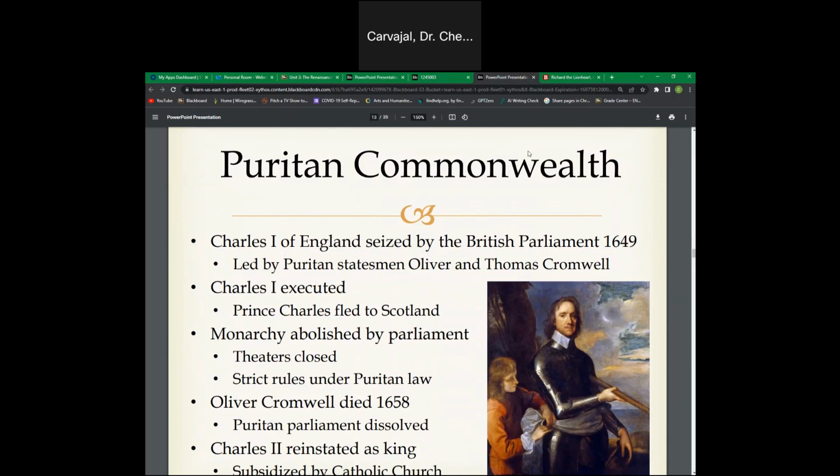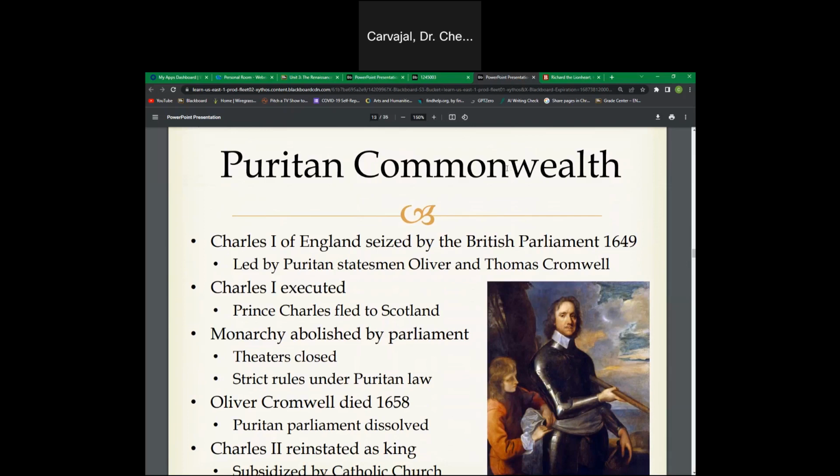Well, he was Catholic. Already a problem, because, remember, they'd gone through this whole Catholic, Protestant thing for a while, and they were tired of it. They weren't doing it anymore. And the vast majority of the population who served in Parliament by this time was either Anglican or Puritan, which is even more rigid. And they were going to have none of the Catholic stuff. We were all done with Catholicism. They didn't like the way he was ruling.